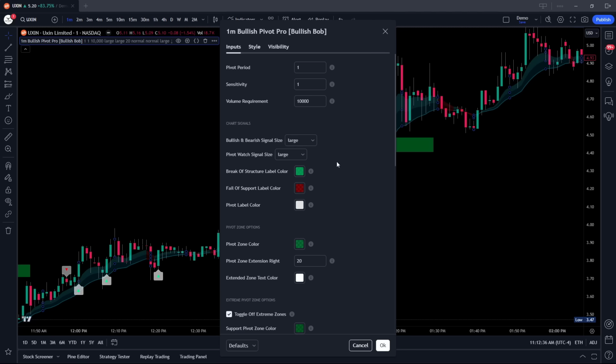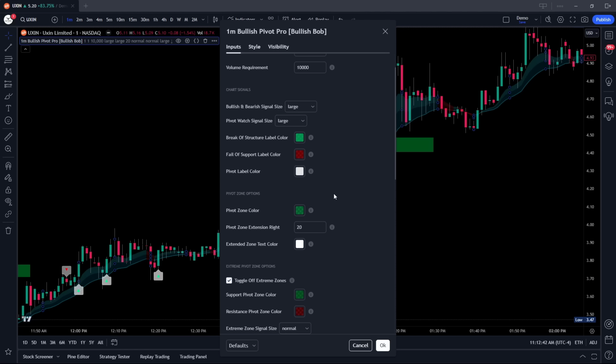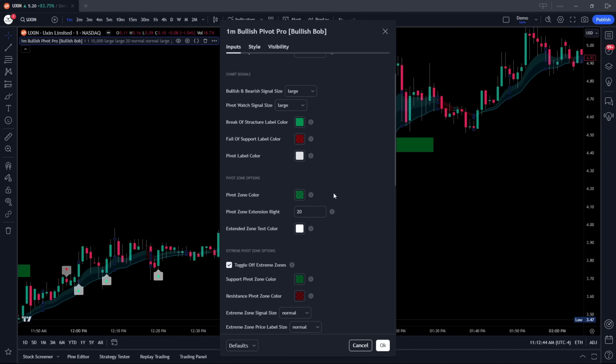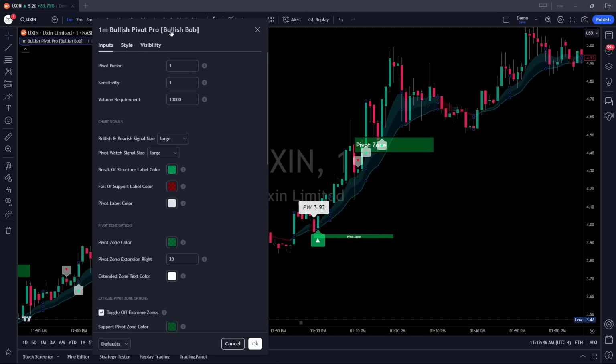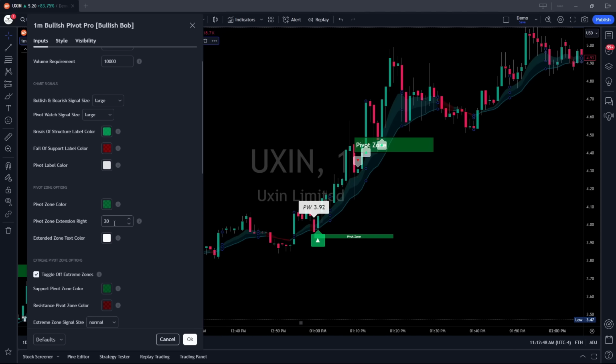So go through this, take your time, read through these tool tips. We've put a lot of information in here to help you guys out. And if you have any questions, reach out. But there's a lot of information right in here. Our pivot zone options, you can see that you can extend the zone. So if you want to extend the zone, you can.